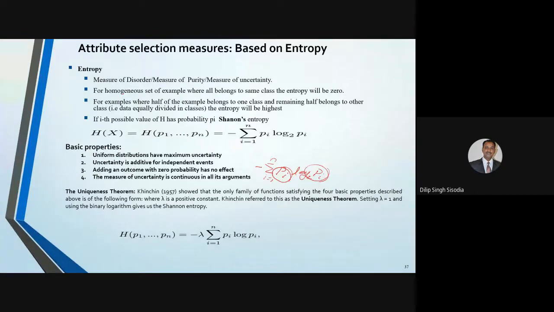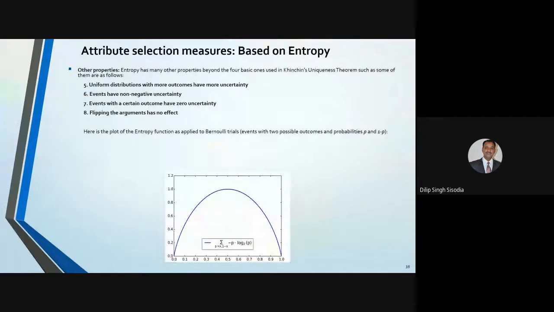That's why this Shannon entropy formula is used. And it is derived from the Khinchin uniqueness theorem, where the value of lambda is 1 and it leads to this. Besides the essential properties, there are additional properties: a uniform distribution with more outcomes has more uncertainty, events have non-negative uncertainty, and events with a certain outcome have zero uncertainty. Flipping the argument has no effect.